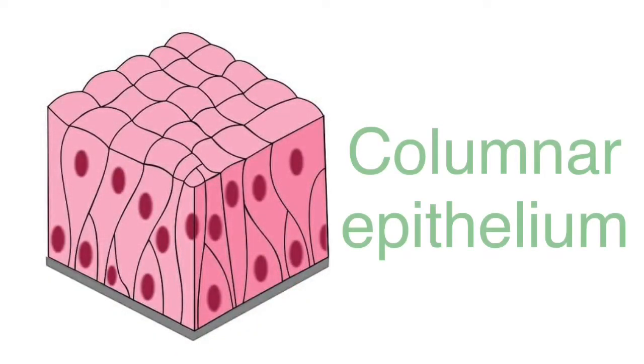The third one is columnar epithelium. The structure: it looks like a pillar, meaning it is arranged in the form of pillars. Okay. Where is it found? In the inner lining of the intestine. What is the function? It secretes the digestive enzymes and performs the function of absorption of nutrients from the digested food.